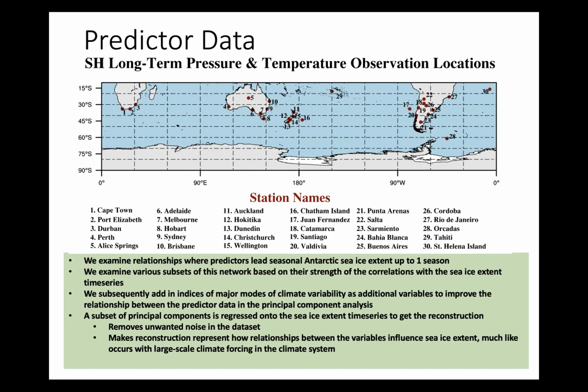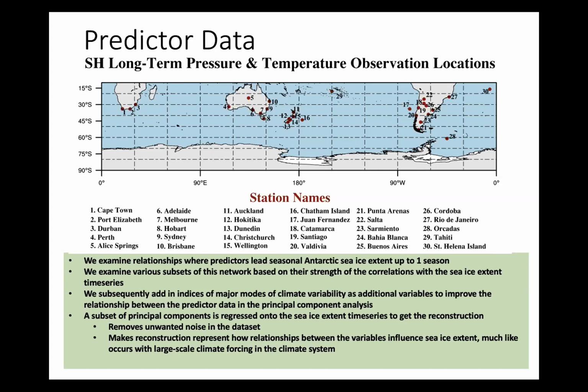To ensure robust relationships among the data that we include, after using this observation data we also layer on indices of major modes of climate variability, such as ENSO and the SAM, to ensure that we have robust relationships across our predictors. We're using a principal component analysis on these data sets so that we're not looking at individual stations, but rather the relationships among them. And we want to ensure, by adding these data layers incrementally, that we're capturing to some degree these really strong known modes of climate variability within a spatially discrete data set.